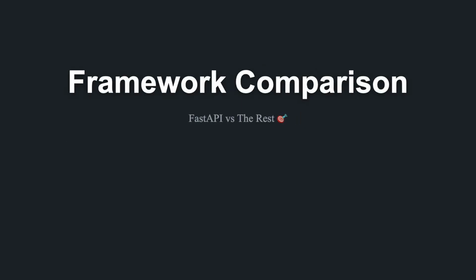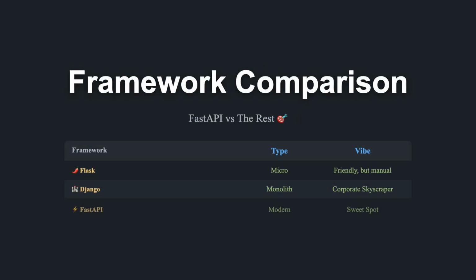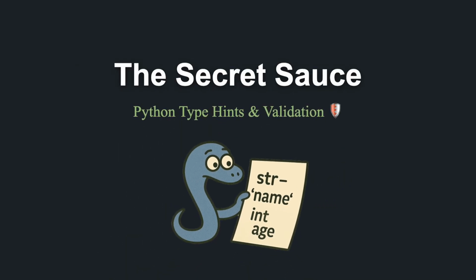If Flask is the friendly "everyone starts here" framework and Django is the massive corporate skyscraper, FastAPI sits right in the sweet spot between them. Lightweight, powerful, and extremely developer friendly. Its secret sauce is Python type hints.